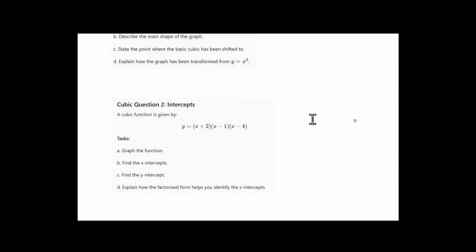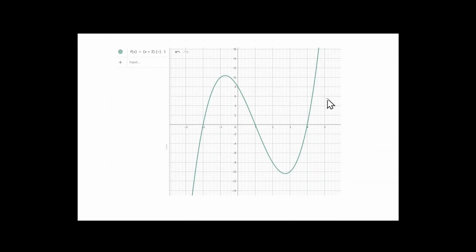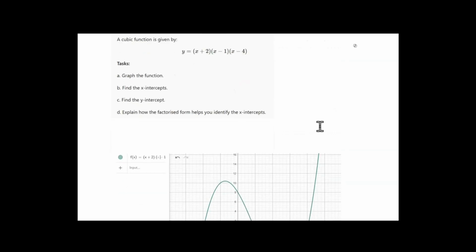So now we're asked to draw this graph here, y equals (x plus 2)(x minus 1)(x minus 4), all in brackets. In fact, I'll make that a bit bigger. Graph the function. Well, here's the function here. Find the x-intercepts.